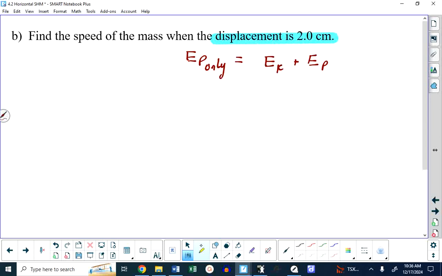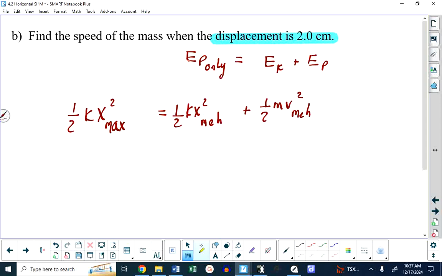So this will be 1/2 kx squared, where this is the maximum displacement. This is 1/2 kx squared, where x is some number that's not 0, but it's not the maximum. Do you get my intention by writing that? It's a value, but it's not the maximum. Plus 1/2 mv squared, where the speed is some value. It's not 0, it's not the maximum, it's just some number in between. The halves cancel.